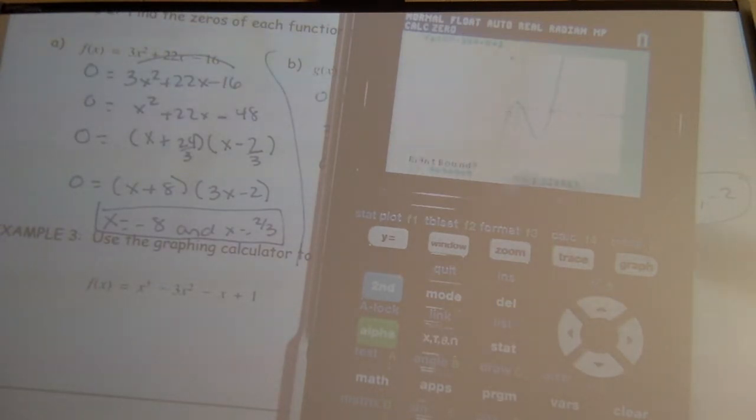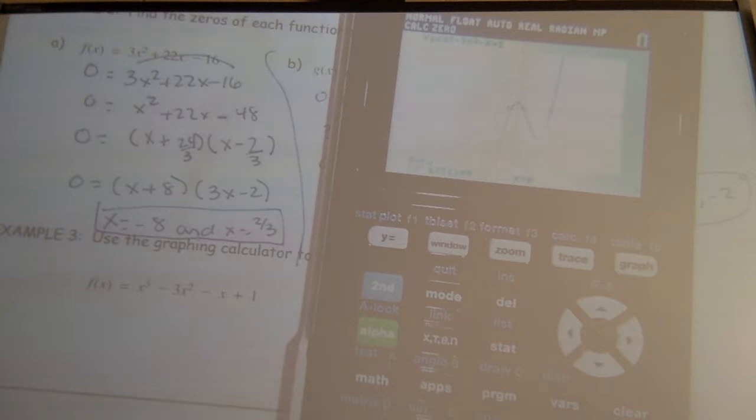Then it says right bound. So I'm going to move it till I'm above the x-axis. Hit enter. You can see it put 2 dots in, and it put where the 0 is, the 0 in between those 2 vertical dotted lines. There's the guess. It says guess question mark. Hit enter again. It tells us what the 0 is.